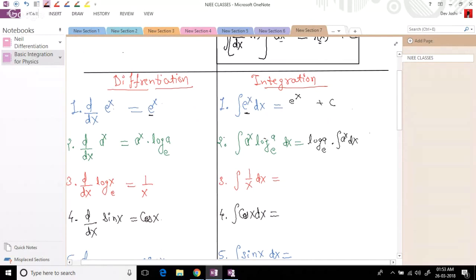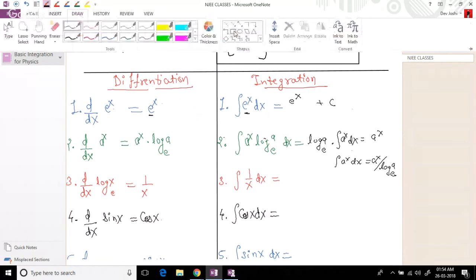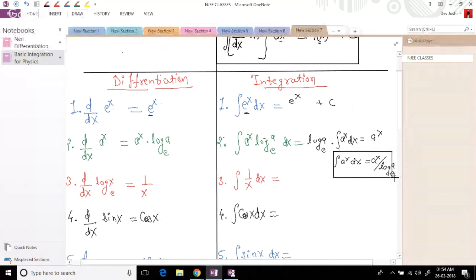This property we have already studied, right? So it is going to be equal to what? Integral of a to the power x dx. So it is going to be equal to a to the power x, correct? So if I cross multiply, integral of a to the power x dx is equal to a to the power x divided by log a on the base e, correct? So that is how we have the formula for integral of a to the power x.